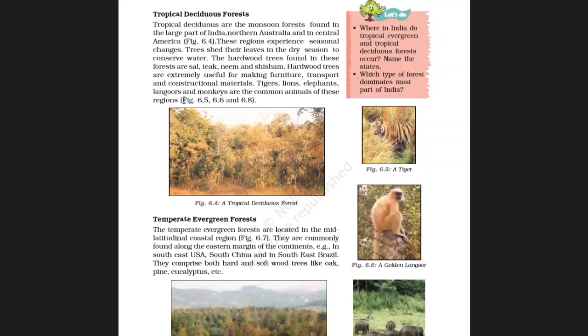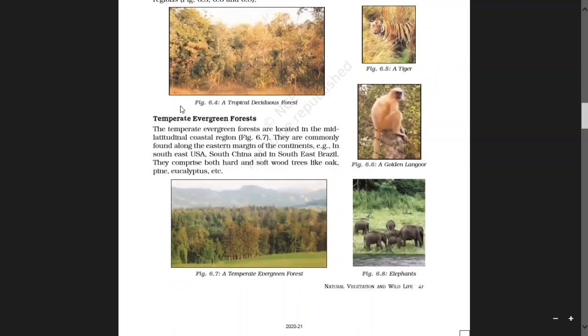Then now let us see temperate evergreen forests. The temperate evergreen forests are located in the mid-latitudinal coastal region. Figure 6.7 has been given there, boys. You see here. So the temperate evergreen forests are located in the mid-latitudinal coastal region. Okay, the coastal areas is where they grow.